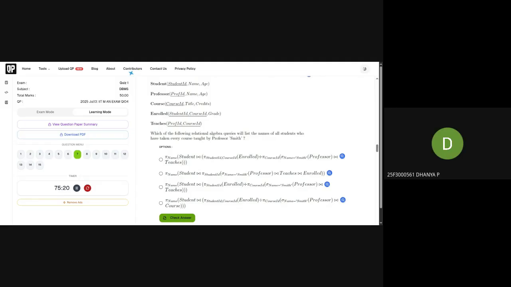I think the second is correct. Professor, teachers, professor should. Because the first one, it eliminates Professor Smith, no? No, it doesn't. You join with teachers. The first one joins professor and teachers. This division operator is there, right?